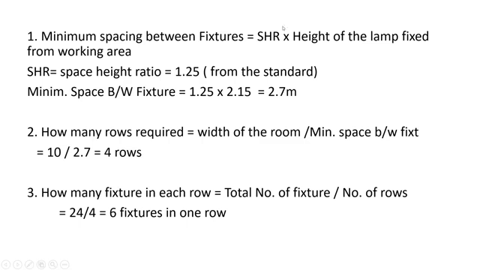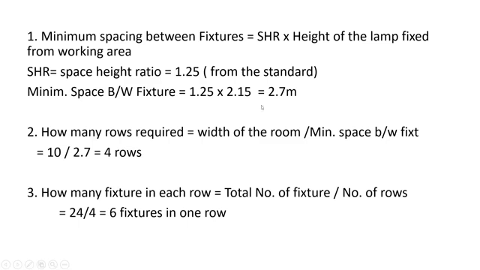SHR is the space height ratio. It is given in the standard as 1.25. You just put this 1.25 for the SHR value. It's a standard. And the minimum space between the fixtures equals 1.25 into the height of the lamp fixed from the working area. The lamp height from the working area we considered is 2.15. So multiply these two, you will get 2.7 meters. So the minimum space between two lighting fixtures will be 2.7 meters.